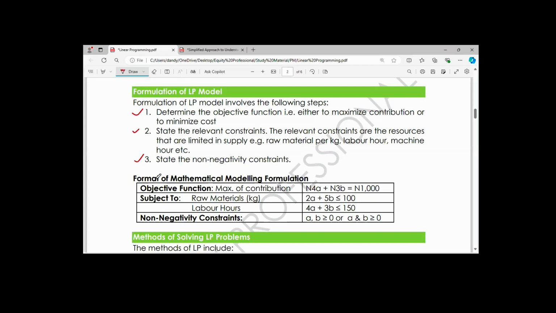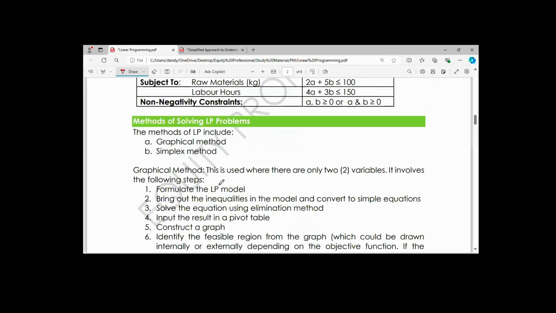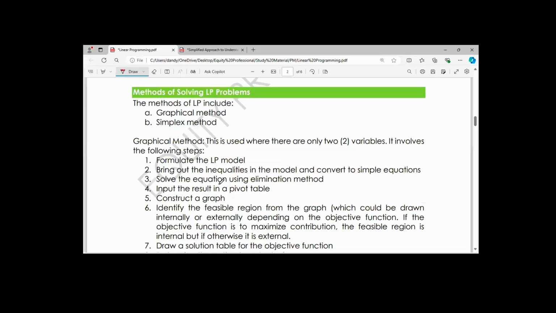Then step 2 of determining optimal product mix is to bring out the equations, all the equations that you have determined and put under your linear programming formulation. Generally, the equations will come under the constraints, okay? So bring out all the equations there. Then you solve the equations using the elimination method. That's step 2. Then step 3, you construct a pivot table, okay? Then step 4, you construct a graph, okay?